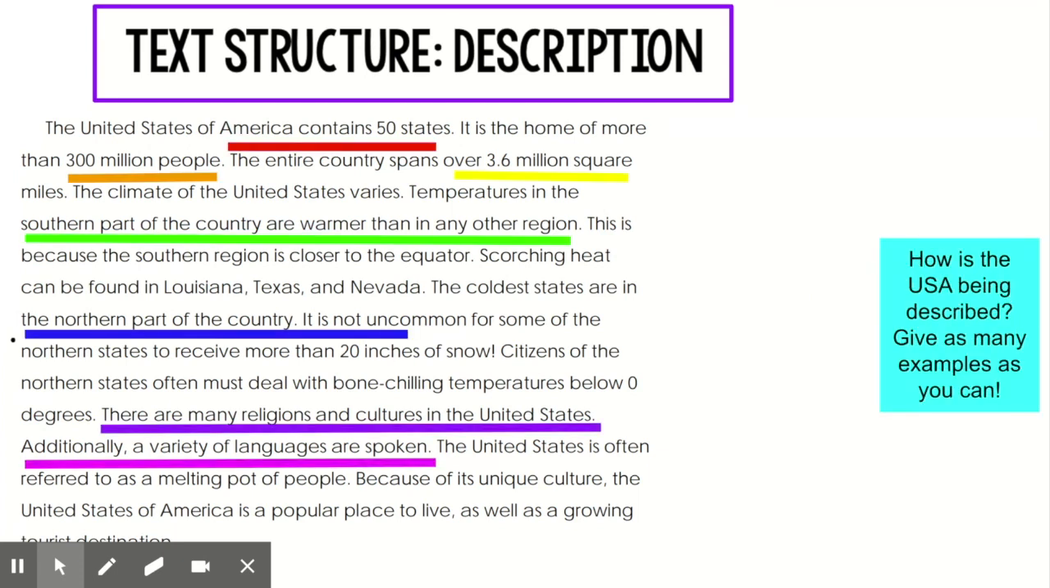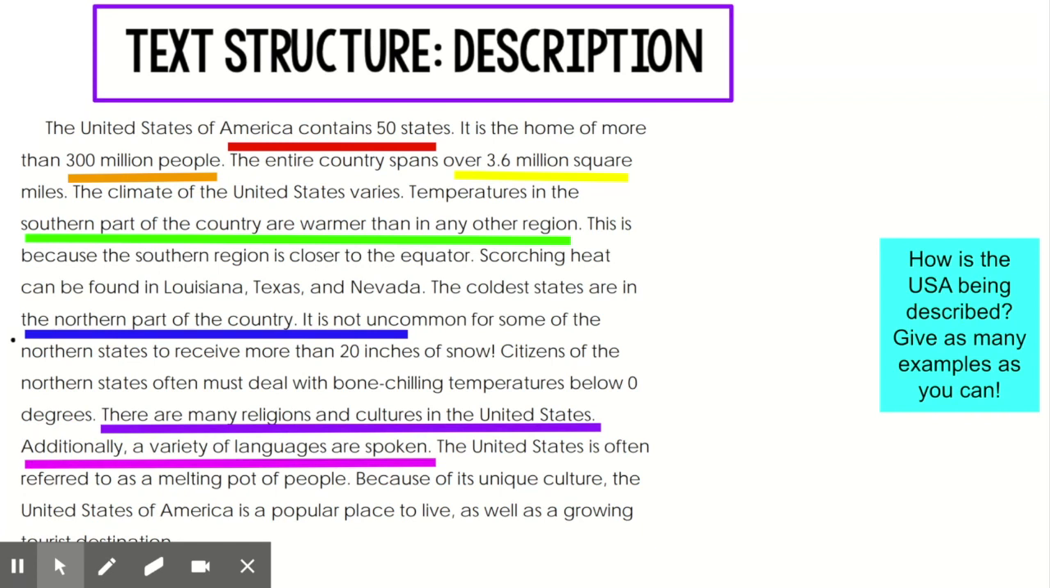All right, so looking back at the text, I underlined several examples of evidence that prove how the USA is being described. In red, I underlined the United States of America contains 50 states. In orange, I underlined it is the home of more than 300 million people. In yellow, I underlined the entire country spans over 3.6 million square miles. In green, I underlined temperatures in the southern part of the country are warmer than in any other region.